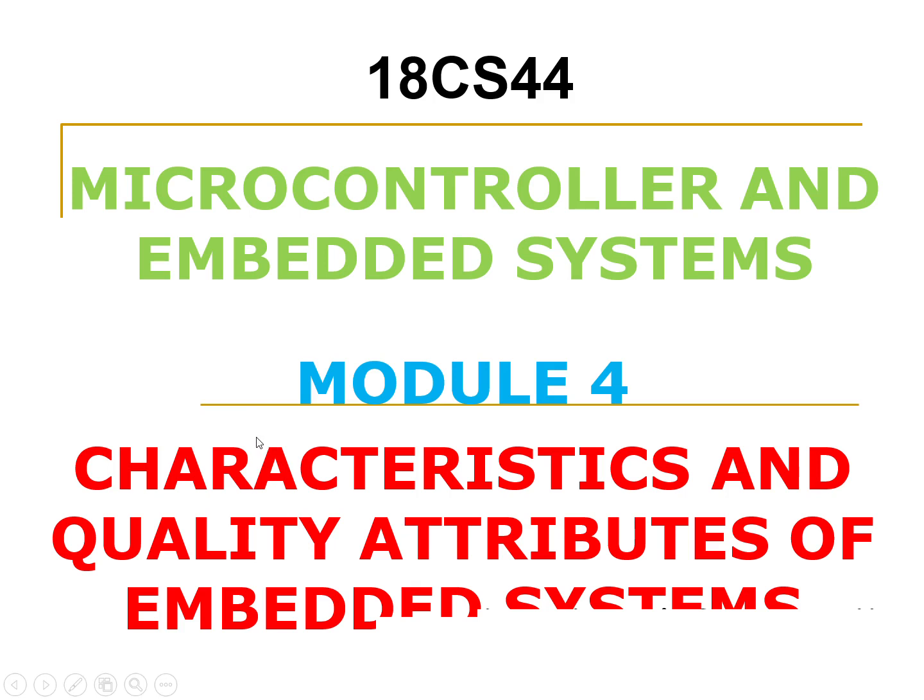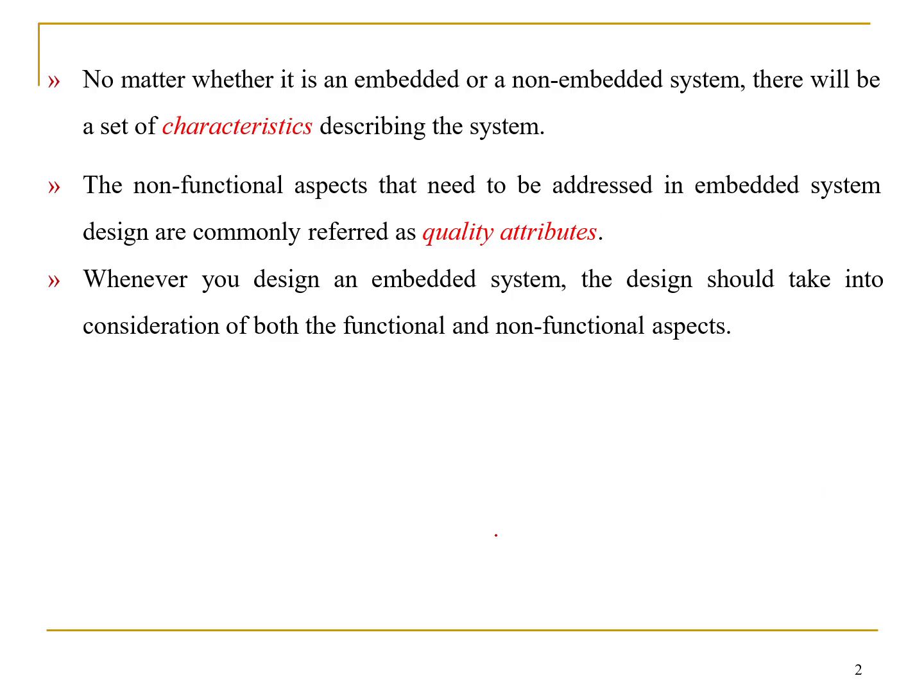So the first thing I need you to know here is that we should not be confused by the terms characteristics and attributes. Characteristics is a different term and attributes is a different term. Here, attributes means the properties of an embedded system. So you need to look into the various general characteristics of embedded systems and the various properties of an embedded system in this particular chapter.